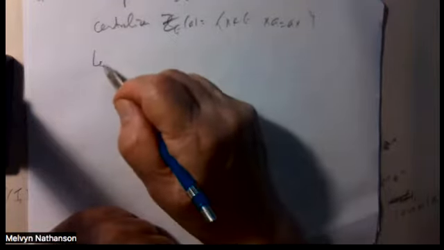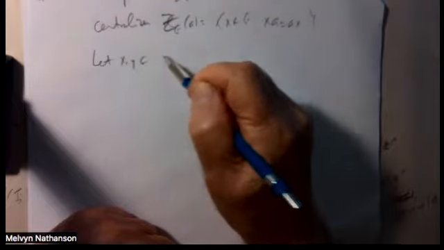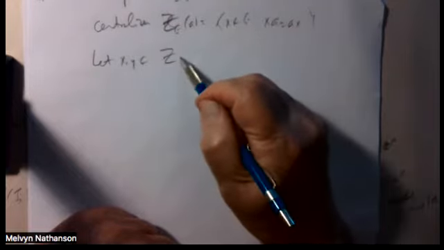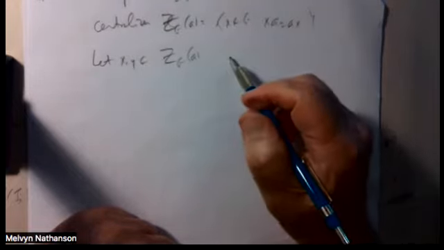So first of all, we need to prove this is a subgroup. So suppose X and Y are in this set. That means that XA equals AX and YA equals AY.